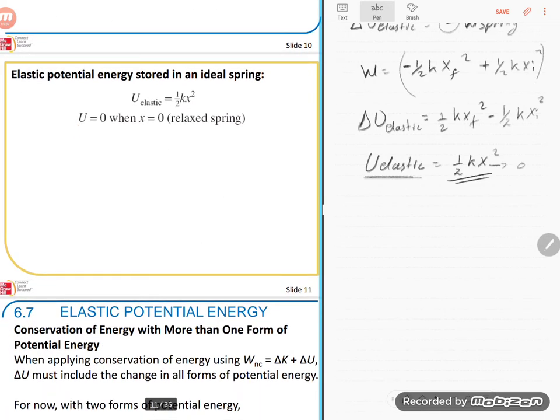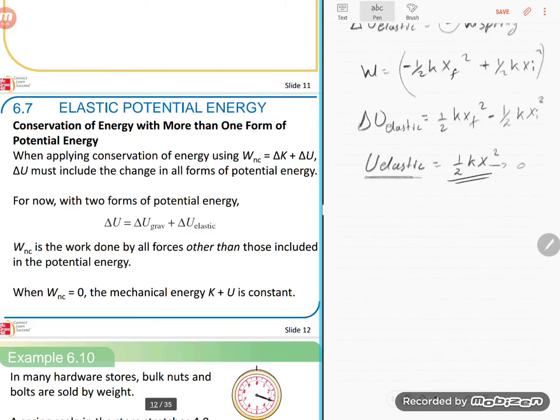Understand? Now let's go to elastic potential energy and conservation of energy, with more than one form of potential energy. When applying conservation of energy, we have a formula here: W_NC is equal to delta K plus delta U. This is kinetic energy, by the way. Always when you talk about conservation of energy, the summation of these never changes. Maybe this will increase or decrease, and simultaneously if this one decreases, this one will increase.